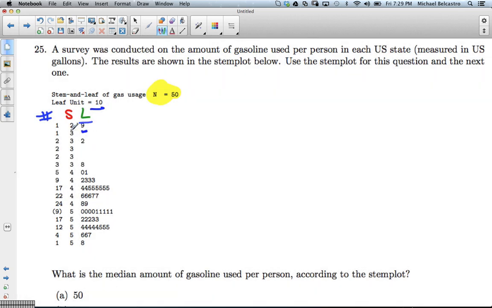This would be 20. So this actually number is 290, okay? Where this number means 320. So they want you to multiply all the values by 10. That's what they mean when the leaf unit is in 10, okay?